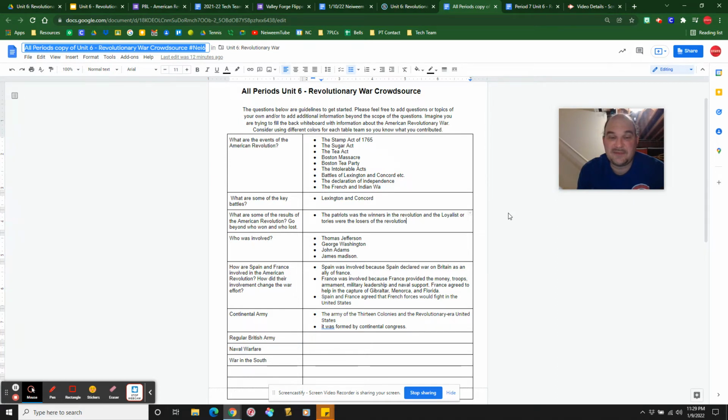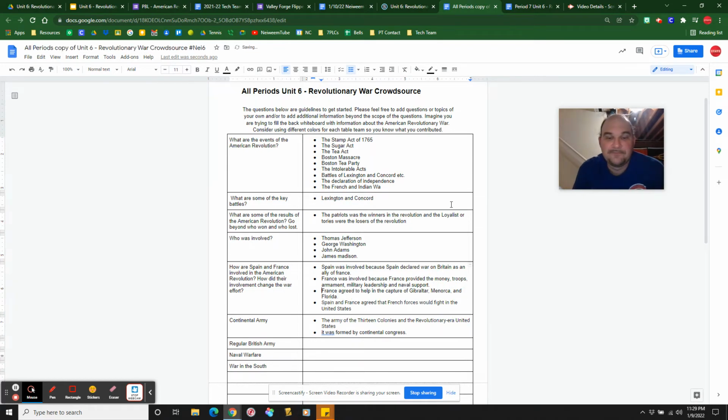How are Spain and France involved? Spain was involved because Spain declared war on Britain as an ally of France. Absolutely true. France was involved because France provided money, troops, armament, military leadership, and naval support, and France agreed to help in the capture of Gibraltar, Minorca, and Florida. Let's make that into a second tab there. And then Spain and France agreed that French forces would fight in the United States. All that's true. The second 2 bullet points definitely seem directly copied off of Google, but it's important to know that France did help provide money and troops. They are our oldest ally. It's something that we actually mentioned in class, so that's something you want to be aware of.